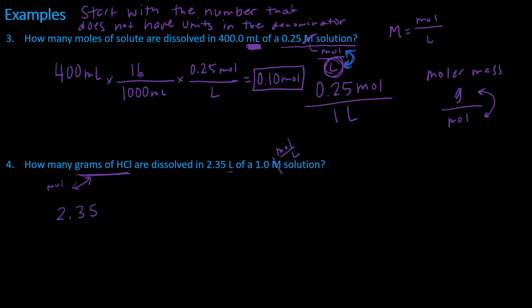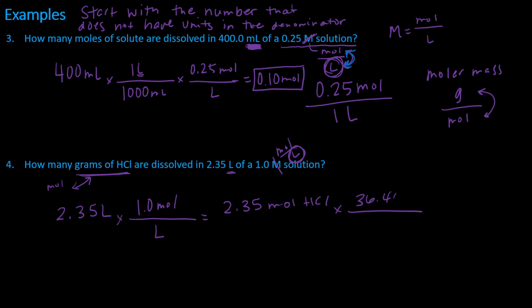And I'm going to start with 2.35 liters because there are no units in the denominator here, whereas we have liters in the denominator on molarity. Okay, and then my solution has 1 mole per liter, and that would give me 2.35 moles of HCl, but I want grams, so I'm going to use the molar mass of HCl, which was found to be 36.46 grams per mole, and then 2.35 moles times 36.46 grams per mole is 85.7 grams, or 86 grams of HCl.